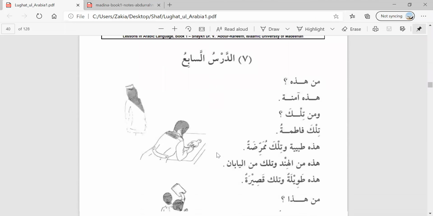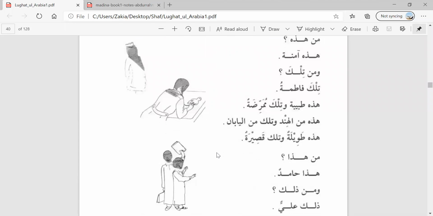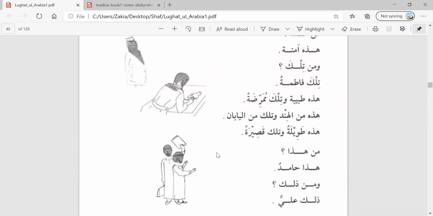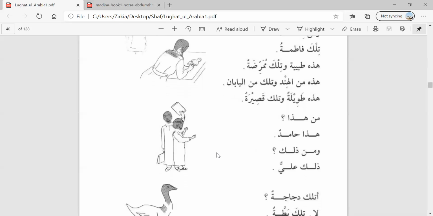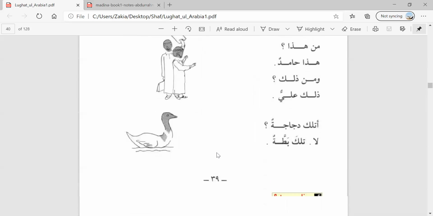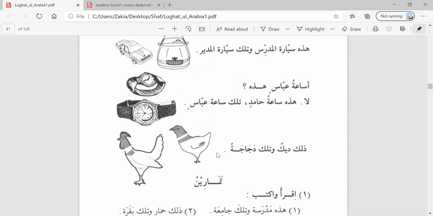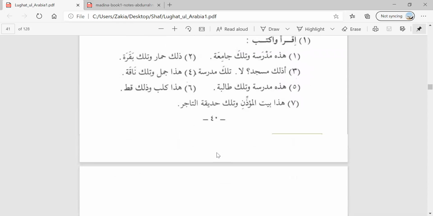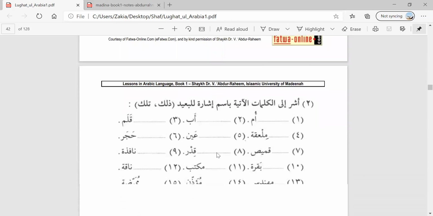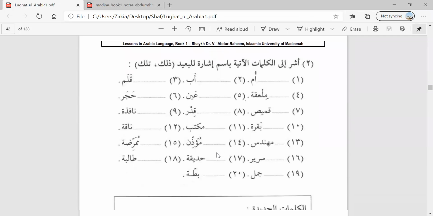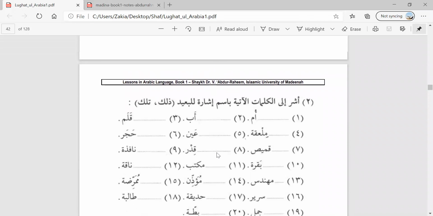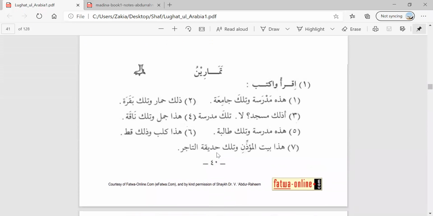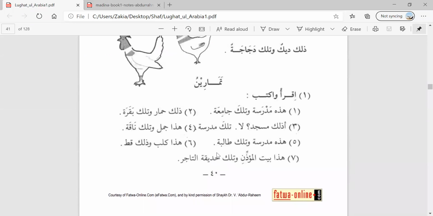So here you have man hada, hada amana, man tilka. Tilka is the feminine form which we saw for dhalika, for those things that are far. So we say dhalika for masculine, tilka for anything that's far, for feminine. We've already covered that in today's lesson, so you can go through that as well. Then, let's just go back. Here's an example.